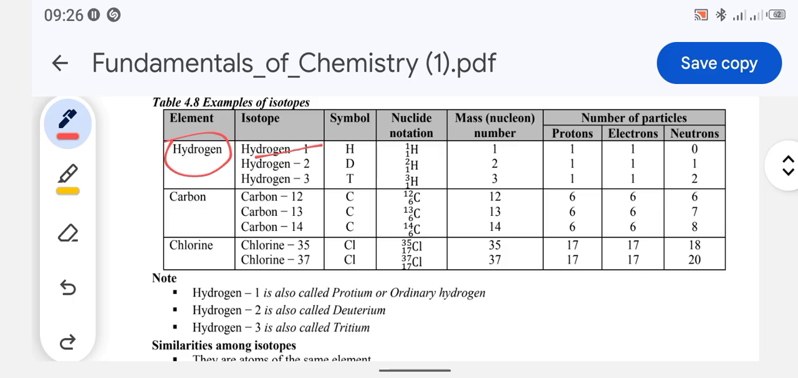Examples of elements that have isotopes: number one, hydrogen. Isotopes of hydrogen are hydrogen-1, hydrogen-2, and hydrogen-3, with symbols H, D, and T. The nuclei are represented here, with their masses and their number of particles presented there.